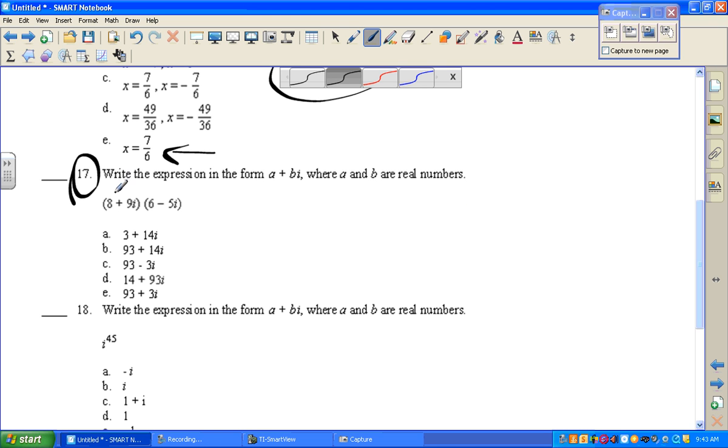You mean multiply it out? Sure, you can do that. 48 minus 40i plus 54i minus 45. That's 9. I's have it.